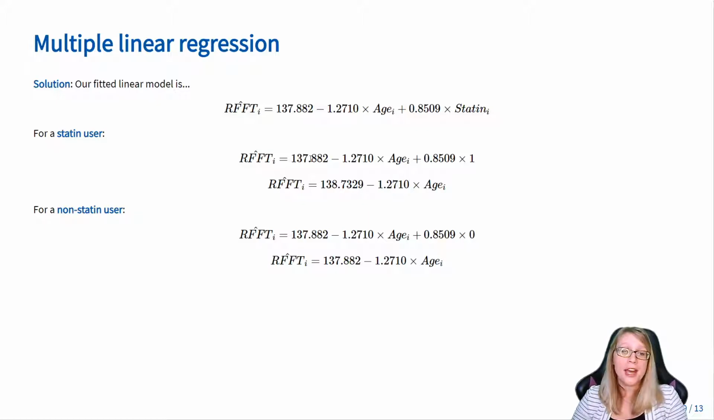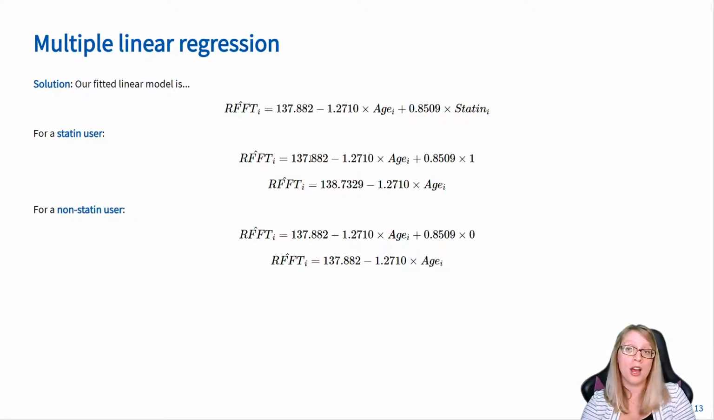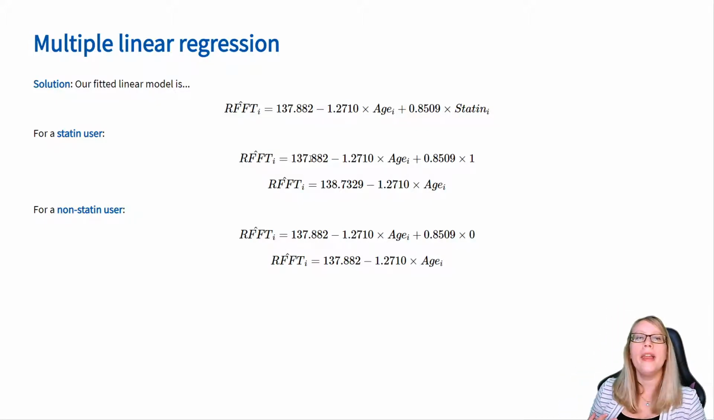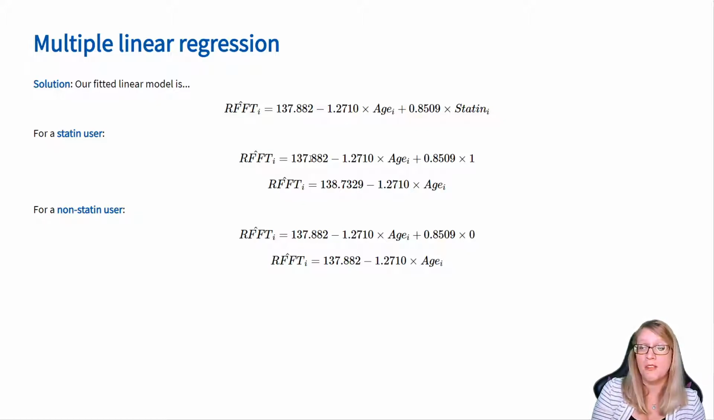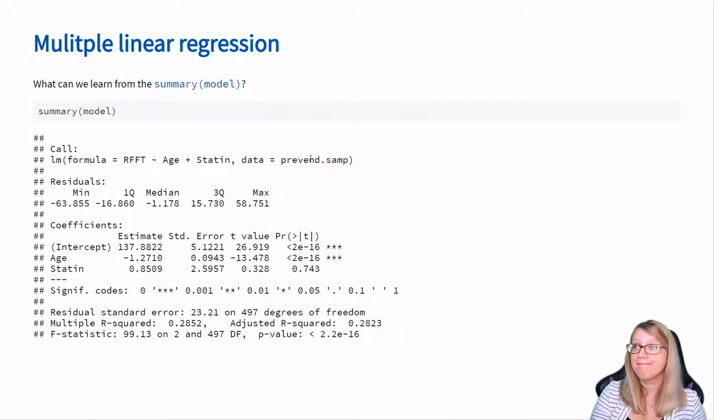For a non-statin user, we'll plug in 0 for statin use. That term will drop out, and our predicted figural fluency score is 137.882 minus 1.271 times age. So what has changed now by introducing statins into the model isn't our slope on age. Statin use isn't affecting that. They're not related in terms of terms in the model. The intercept is just changing.